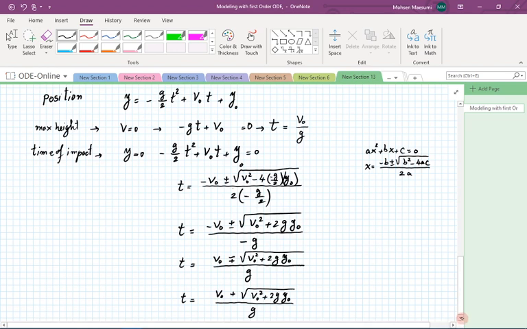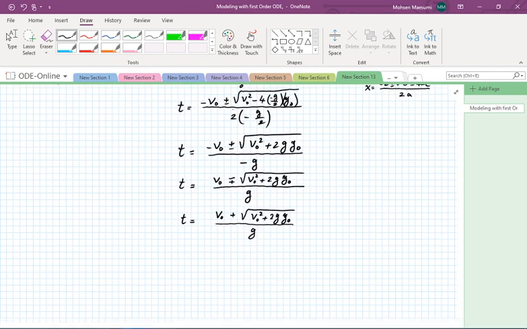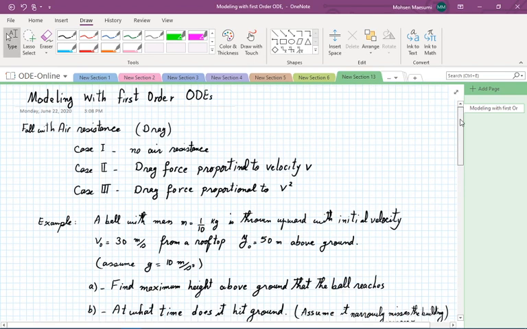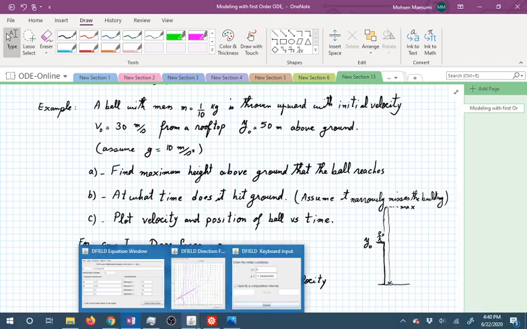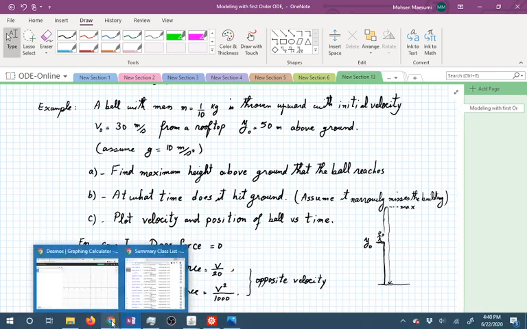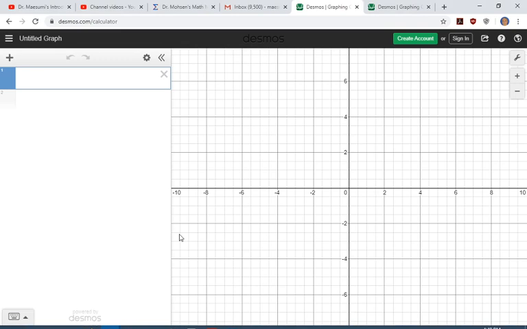Okay, that was a few interesting observations. Now the problem, let's go look at the list of things that are asked from us. Well, if you plug in the numbers that are required in this problem, you have the answers to part A and B. How about plotting the velocity and position of the ball versus time? So let's go ahead and learn something about this very nice software we have. Desmos, we have seen it once before.